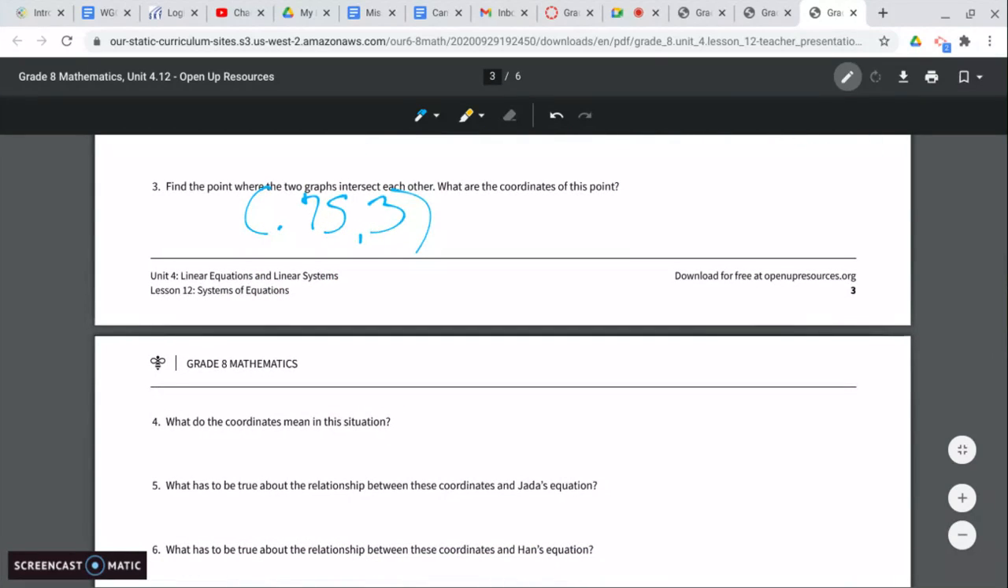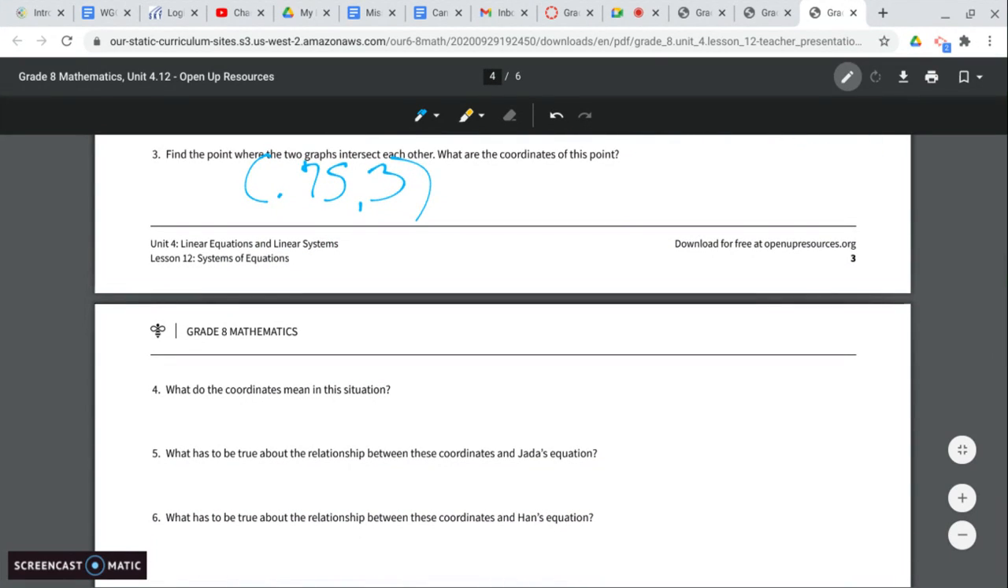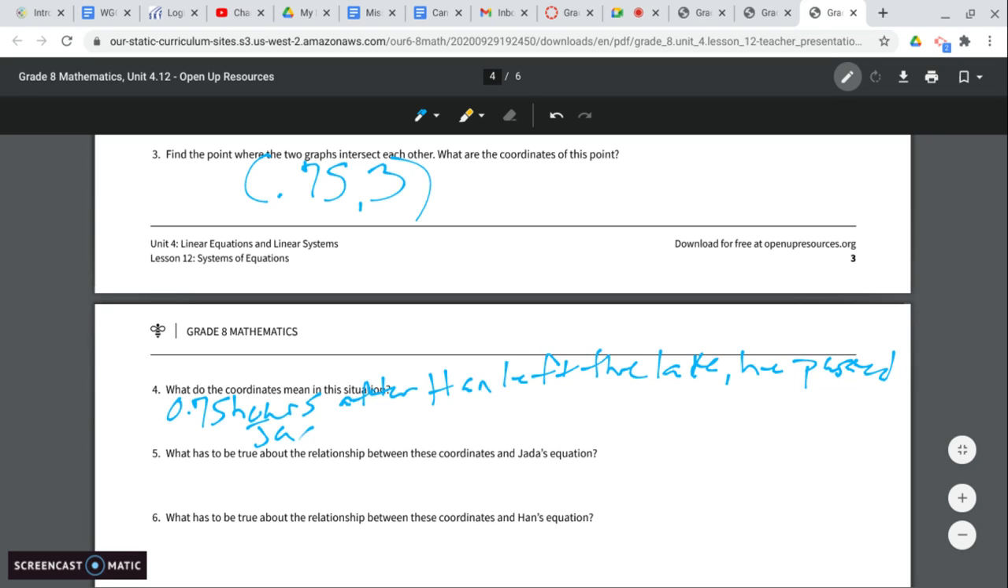All right, what do the coordinates mean in the situation? So what does the (0.75, 3) mean? It means 0.75 hours after Han left the lake, he passed Jada on the trail 3 miles from the parking lot.